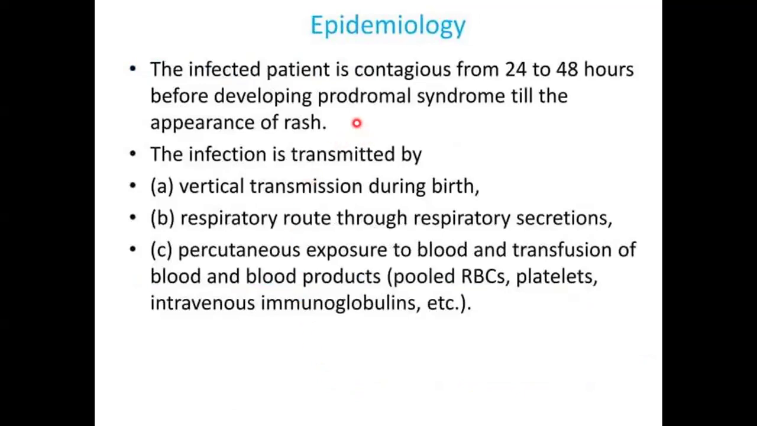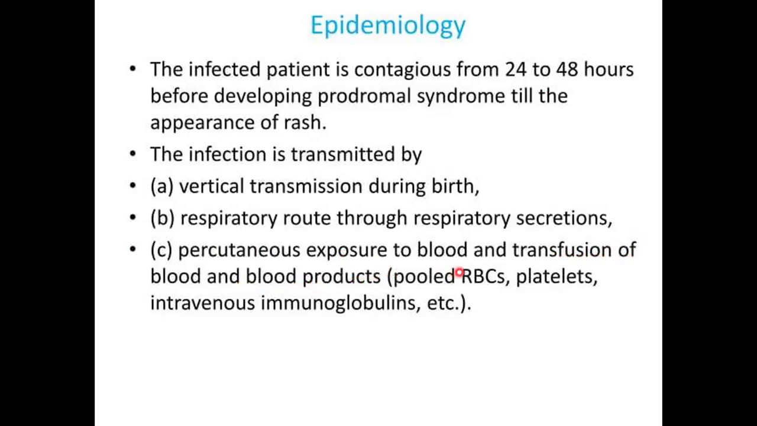Then, ways it's transmitted. Infected patients are contagious from 24 to 48 hours before developing prodromal syndrome till the appearance of the rash. So the prodromal syndrome here is the flu-like symptoms. The infection is transmitted by vertical transmission during birth, respiratory route through respiratory secretions, and percutaneous exposure to blood and transfusion of blood with blood products.